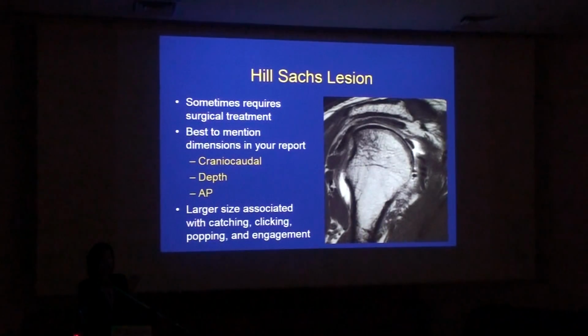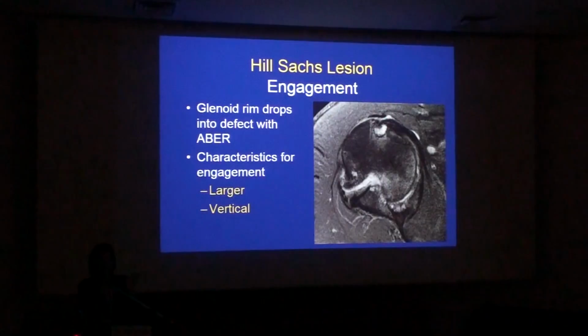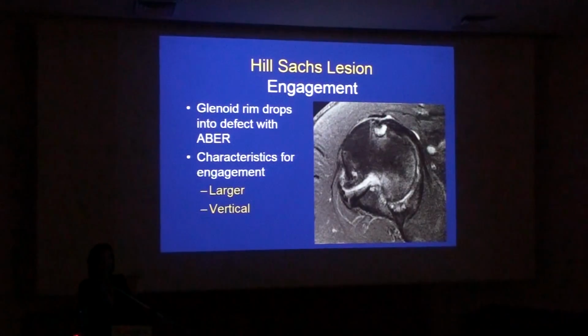And when we do talk about it in our report, they're saying we should really describe how big it is and how deep it is. So the craniocaudal, the depth, and the AP dimension of the Hill-Sachs lesion is important. And the larger size is associated with catching, clicking, popping, and engagement. It's rare that you see a patient coming in like this, but we had one. And they're totally engaged. It's like a piece of pie in the back that got stuck on the glenoid rim.